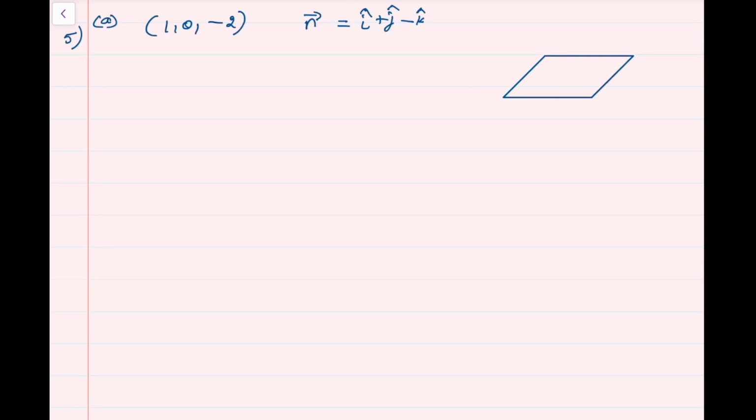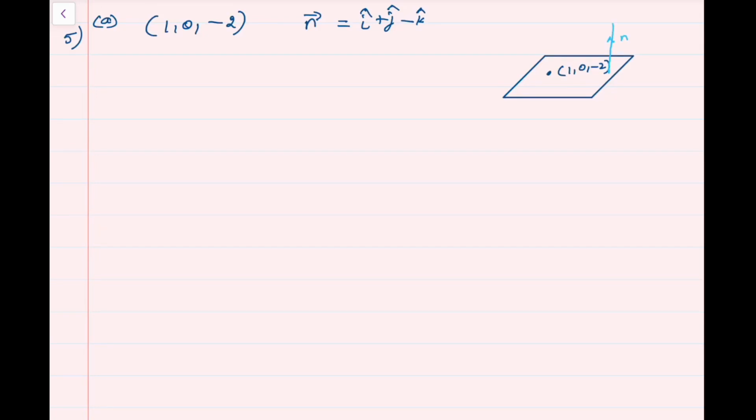Question number 5. Find the vector and Cartesian equations of the planes. The first one, that passes through the point (1, 0, minus 2), and the normal to the plane is i cap plus j cap minus k cap. It is an easy question because directly the point and the normal vectors are given, which we need to find the equation of the plane. The point on the plane is (1, 0, minus 2), and normal vector is given directly.